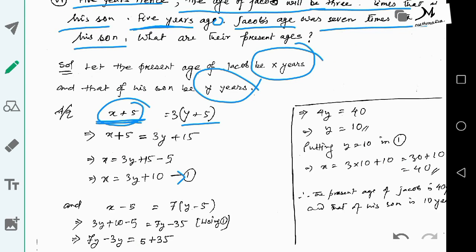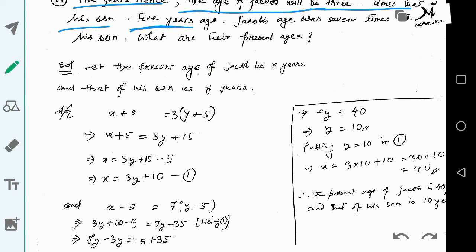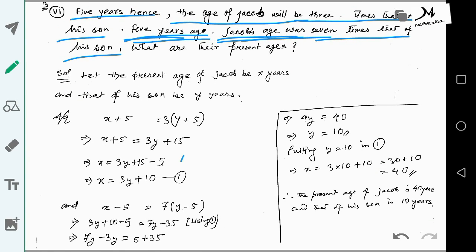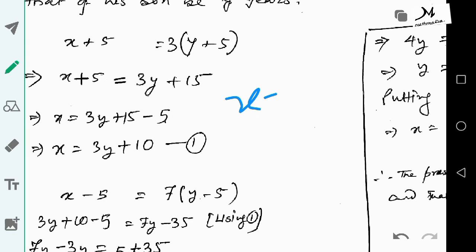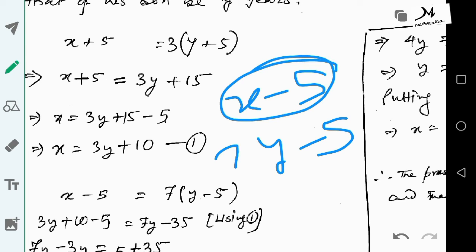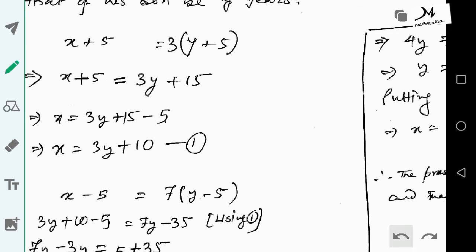Now in the question it is also given that 5 years ago Jacob's age was 7 times that of his son. So 5 years ago, if the present age of Jacob is x, then 5 years ago he was x minus 5, and his son is now y, then 5 years ago he was y minus 5, and Jacob's age was 7 times his son's. So we can write x minus 5 is equal to 7 into y minus 5.